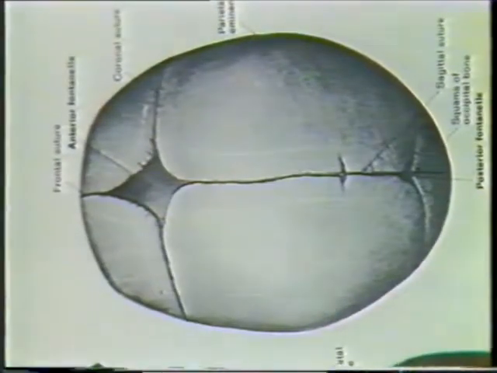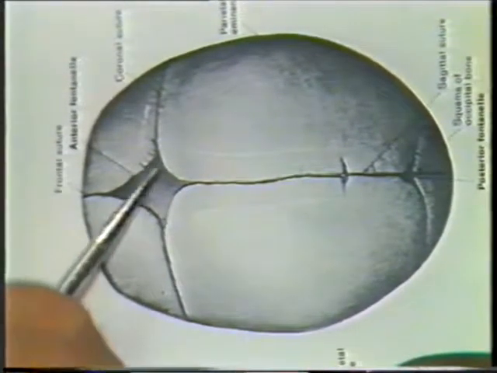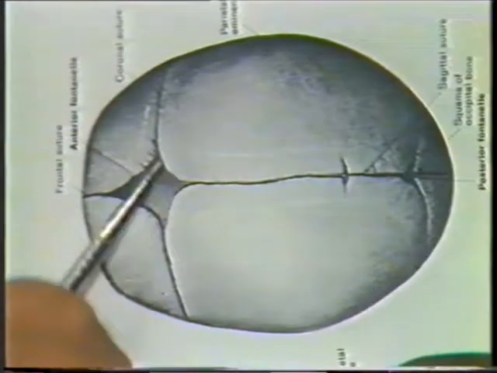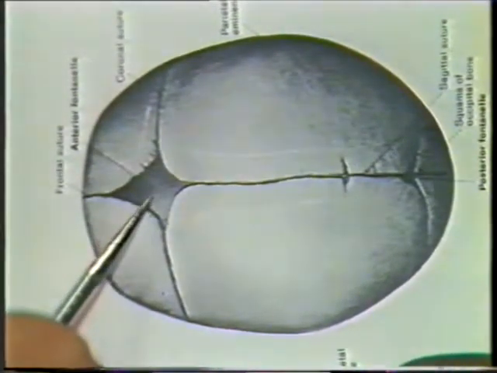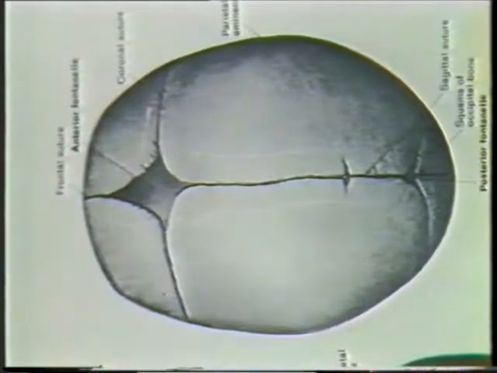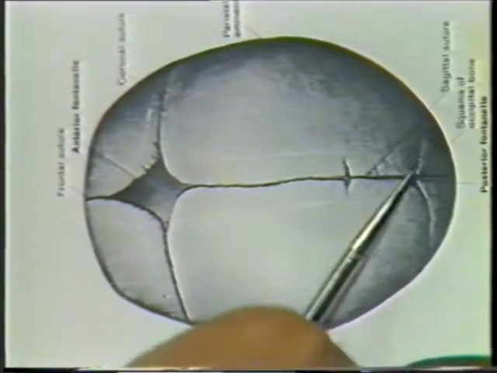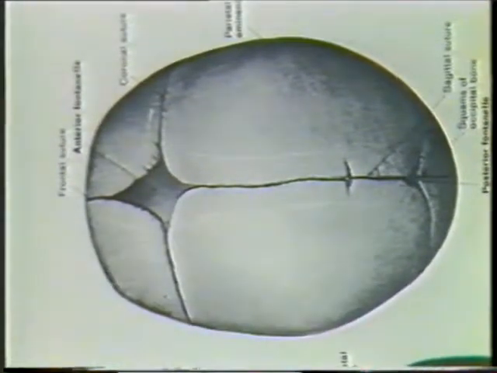In the infant, the bregma is a soft membranous area called the anterior fontanelle, which closes by ossification of the neighboring bones by about the 18th month after birth. Similarly, the lambda is membranous before birth and is called the posterior fontanelle, which closes by about the 3rd month after birth.